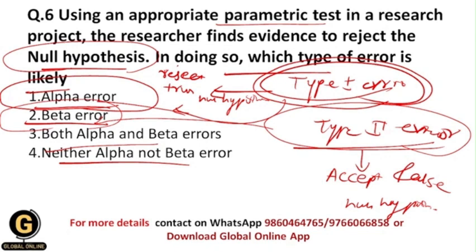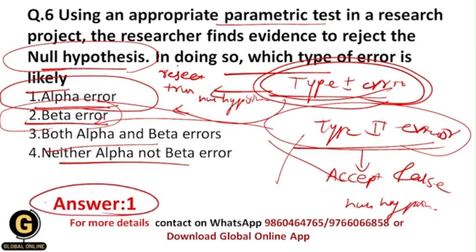But in this situation, basically the researcher is going to reject the null hypothesis and he is not going to accept the null hypothesis, and that's why over here type 2 error gets eliminated. So the only remaining option will be type 1 error, and its probability is what? Alpha error, and that's why your correct answer should be 1, that is alpha error. And as well students, both the errors do not occur simultaneously in any research process. So your correct answer should be 1.